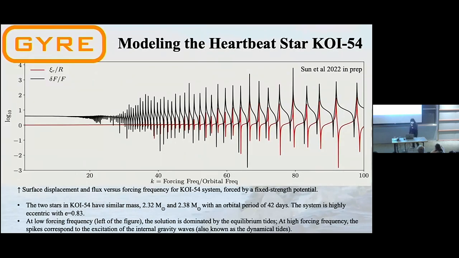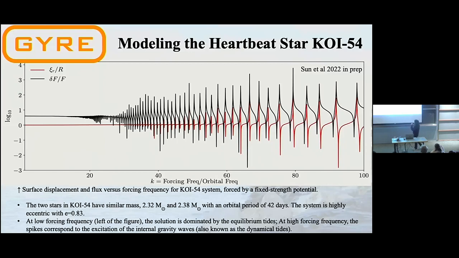Here I would like to highlight some beautiful results from Gyrotype. This is modeling the radial displacement and the flux perturbation as a function of forcing frequency. The KOI-54 system is a face-on Kepler system containing two A-type stars, which are equivalent in mass. They are both 2.3 solar masses. The orbital period of this system is 42 days, and it's also very eccentric, if I remember that right. It's about 0.8 in eccentricity.